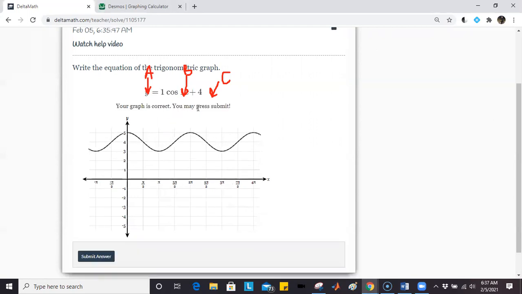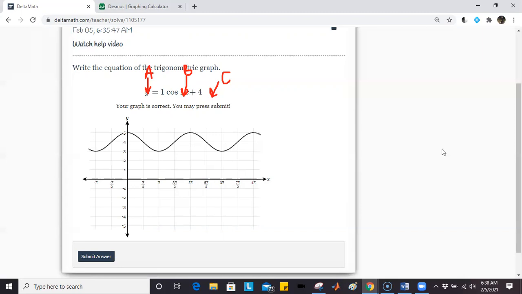I noticed this is a cosine graph. This is a cosine graph because it had a y-intercept on its highest position, whereas sine has its y-intercept in its midline. So there we go. That's how we write an equation of this trig graph here.